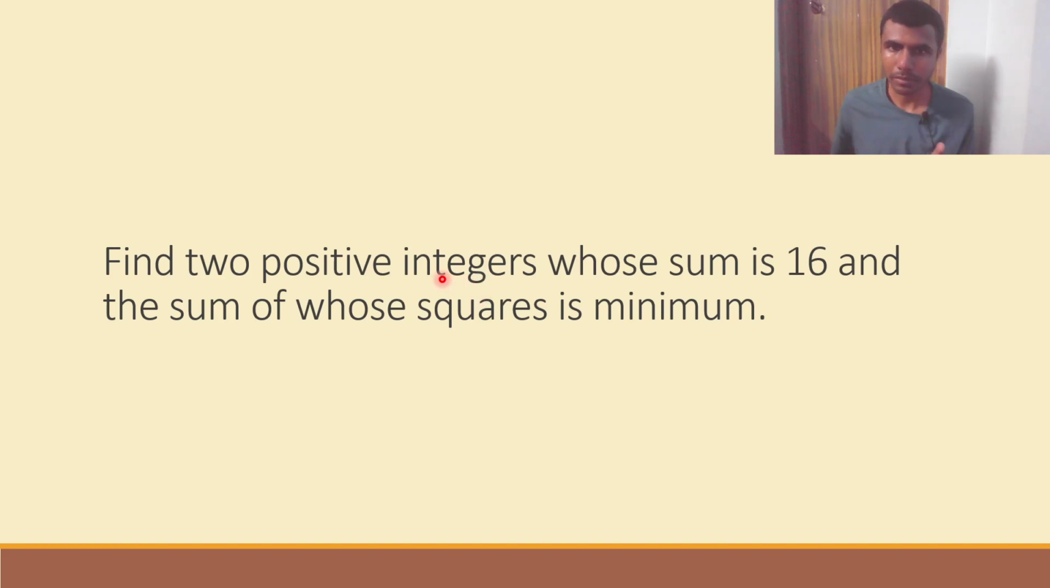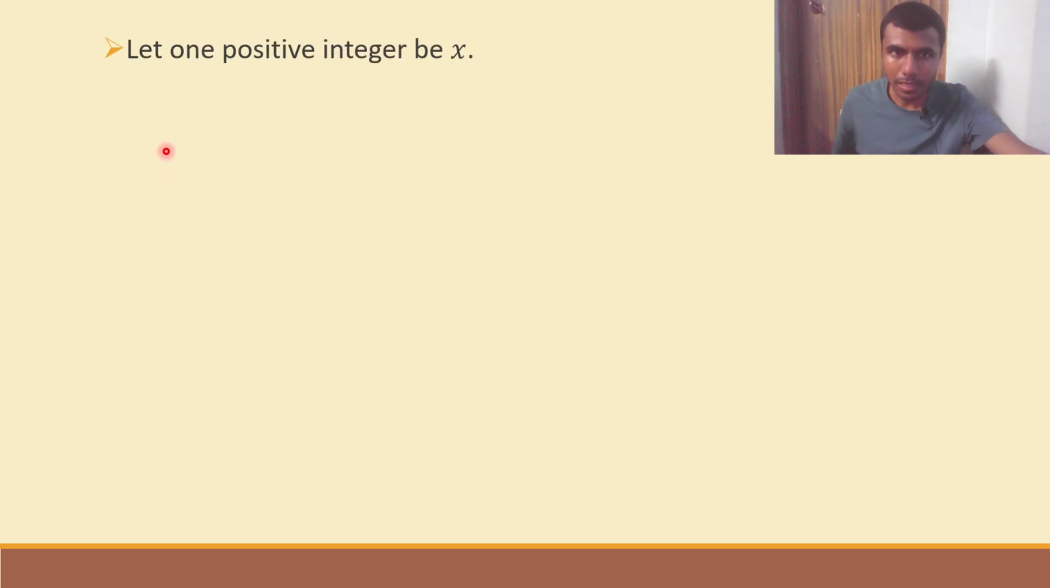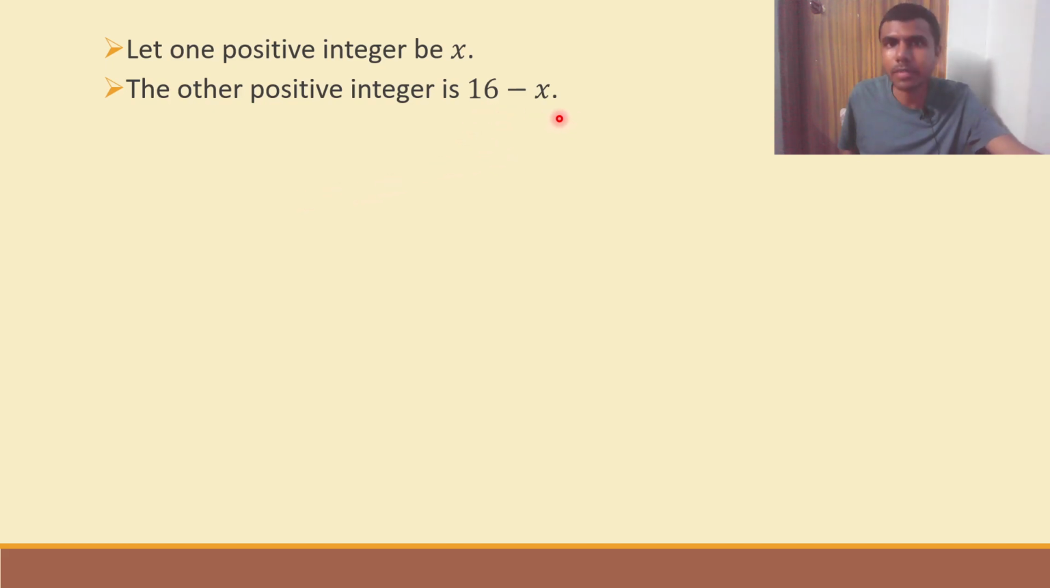We need to find out two positive integers. How I'm going to start is I'm going to take one integer as, let one positive integer be x. Then what will be the other positive integer? It will be 16 minus x.